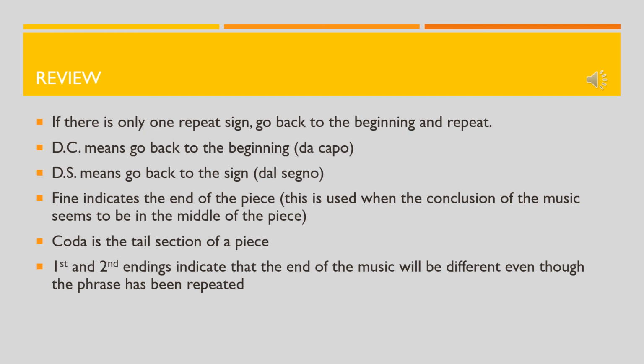The coda is the tail section of a piece. First and second endings indicate that the end of the music will be different, even though the phrase has repeated. On the repeat, you will skip over the first ending and sing the second ending instead.